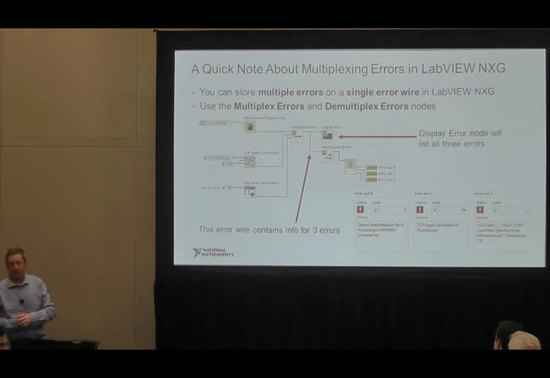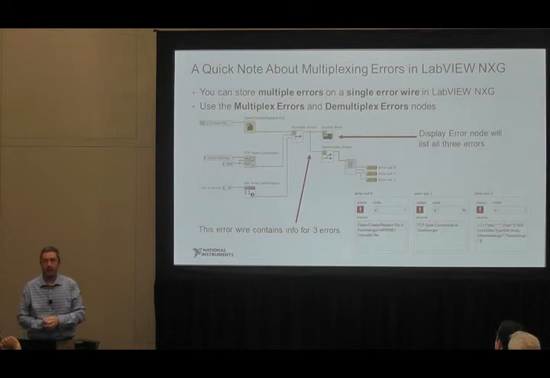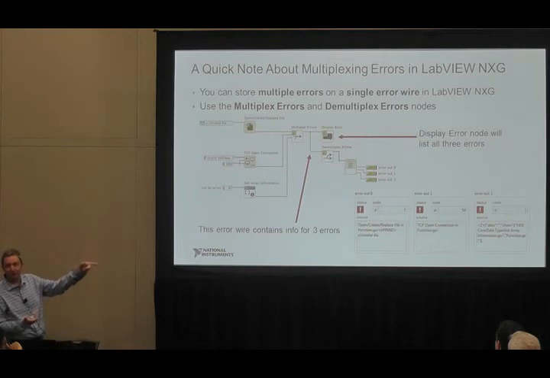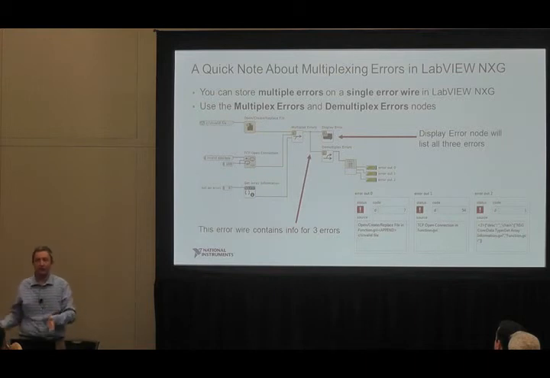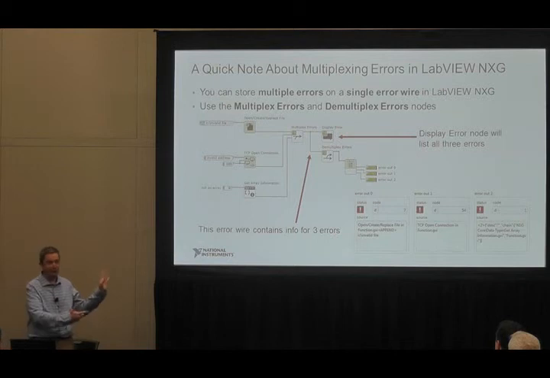Was there another question over here? Yes, it doesn't know how many errors. I guess it's down to 3, would it know how big the array is? Oh, so demultiplex just returns an array. I know there's 3, so I indexed out 3. If I had indexed a 4th, it would just be no error because there wasn't a 4th error. You could do array size and figure out how many are in there. All right, so anyway, just a cool thing about enhanced error functionality in NXG.